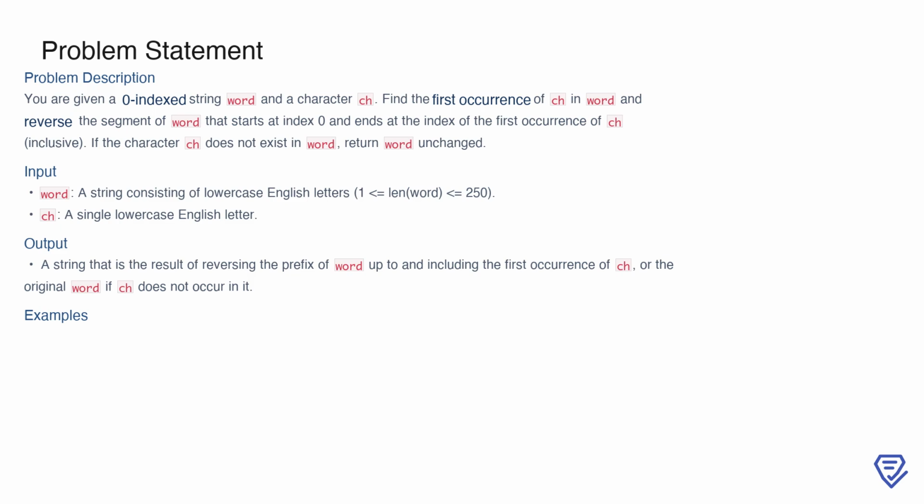modifications. The input consists of a string word, which is made up of lowercase English letters and has a length between 1 and 250, along with a single lowercase letter ch. The output is the modified string after reversing the appropriate prefix or the unchanged string if ch is absent.